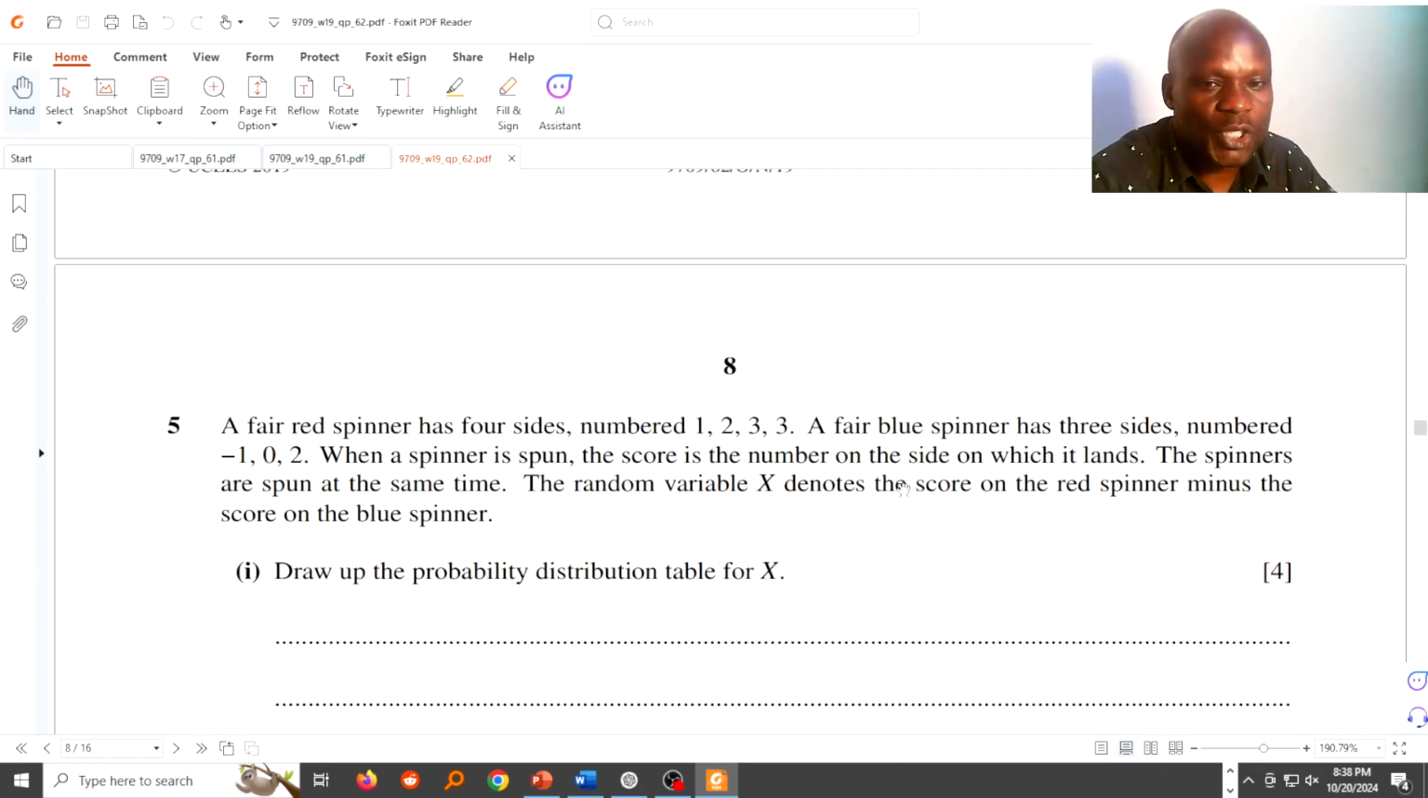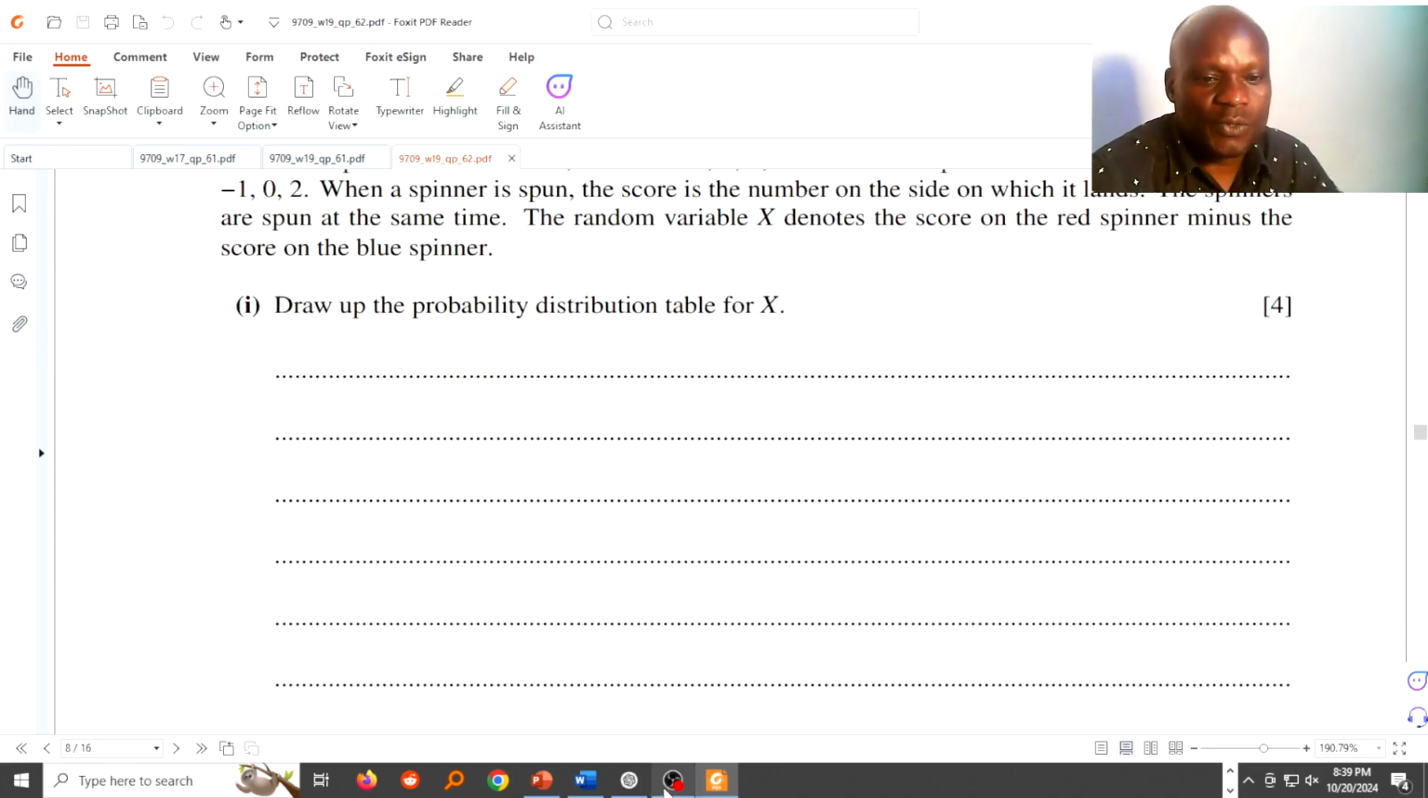Here, what the question requires is that we have two spinners, and we need to consider the possible combinations of pairs, because X is our random variable of interest, and it denotes the score on the red spinner minus the score on the blue spinner. That would indicate that if we got a 2 on the red spinner and 0 on the blue spinner, then X is 2 minus 0, which is 2. So let's see what our solution looks like.